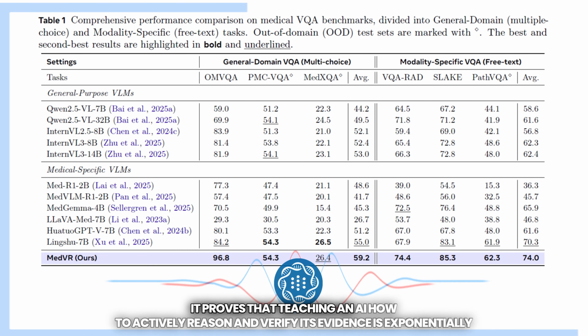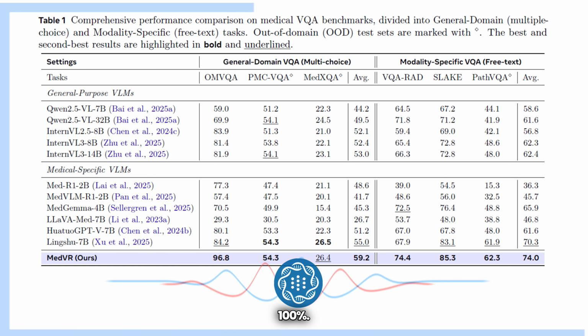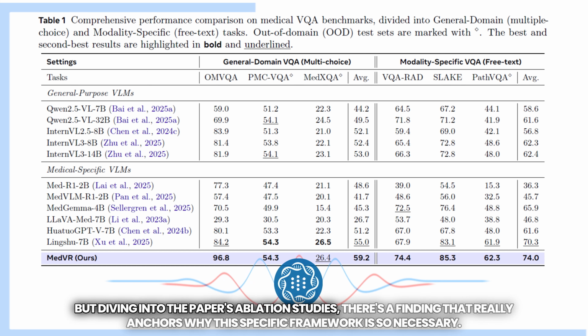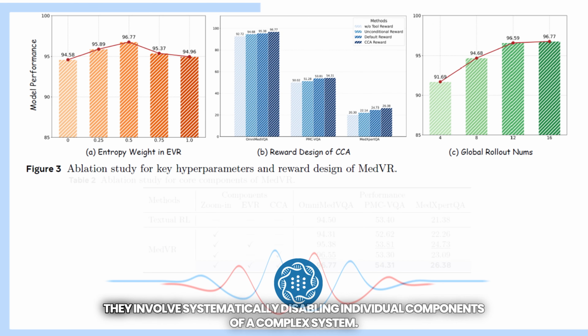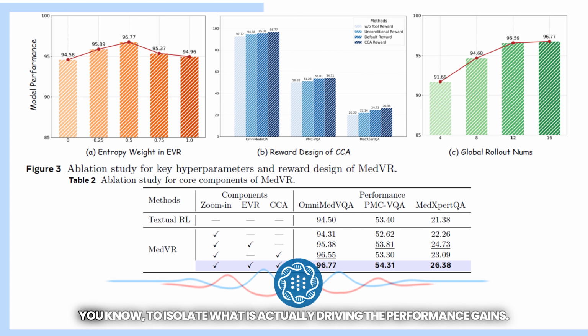It proves that teaching an AI how to actively reason and verify its evidence is exponentially more powerful than just dumping more parameters and raw data into a passive model. 100%. But diving into the paper's ablation studies, there's a finding that really anchors why this specific framework is so necessary. Well, the ablation studies are crucial. They involve systematically disabling individual components of a complex system, to isolate what is actually driving the performance gains.